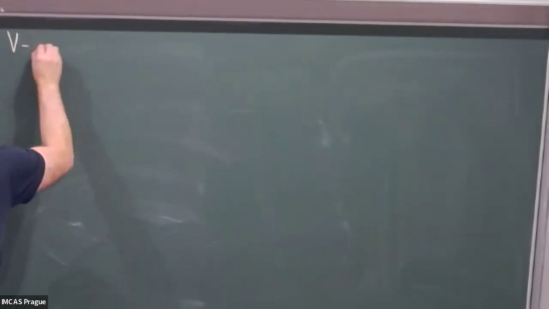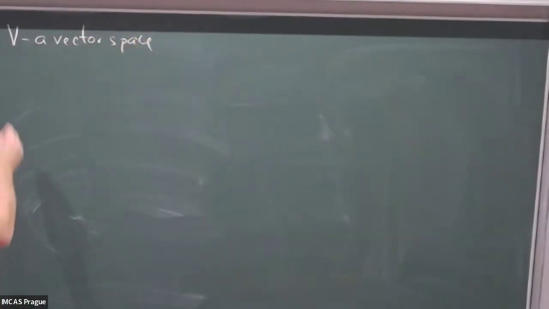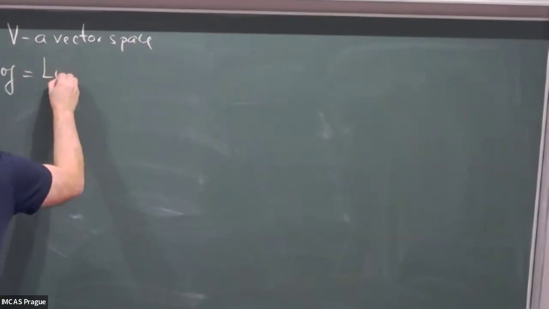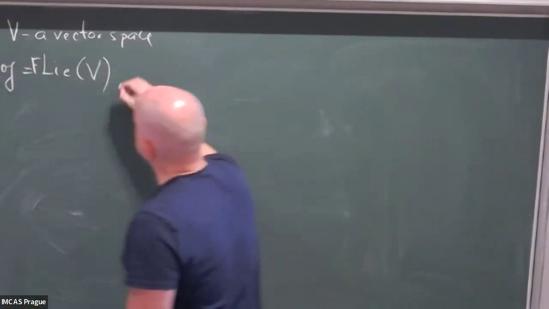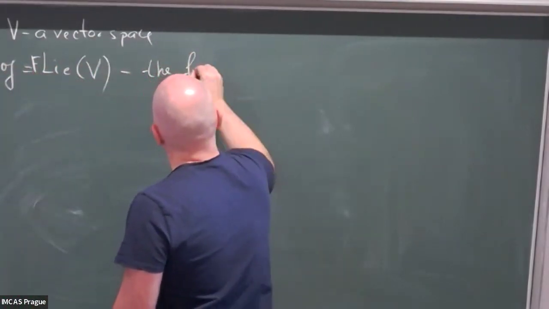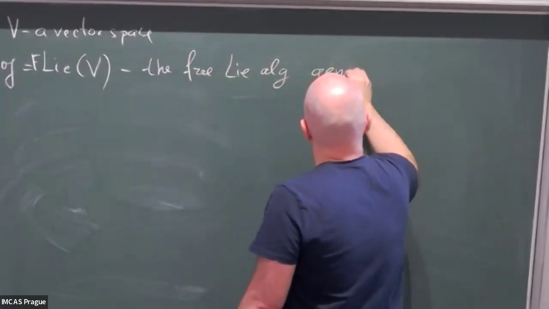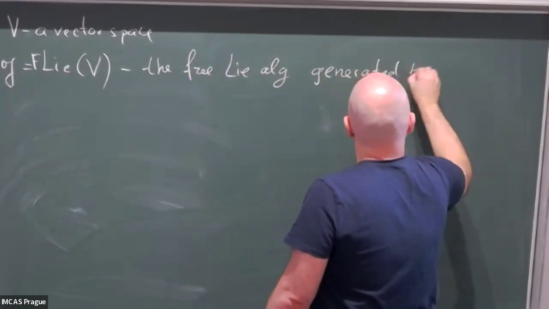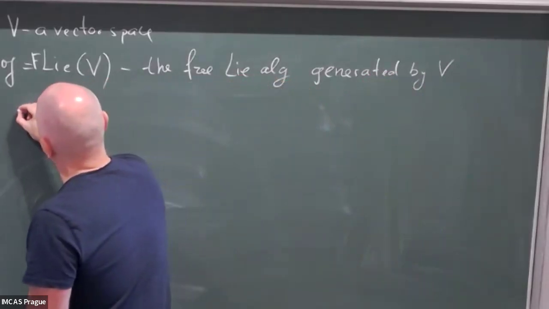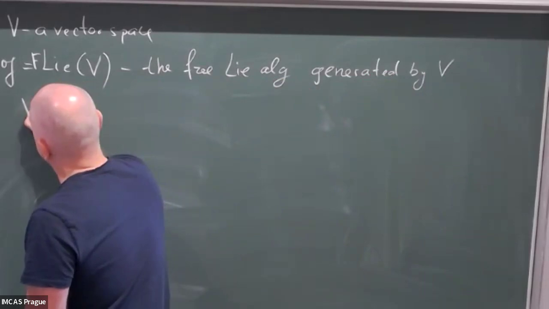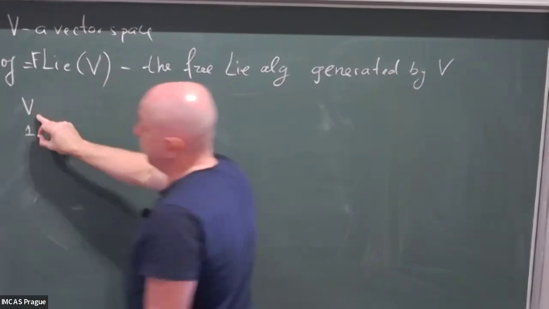Suppose V is a vector space. So let's take as G the free Lie algebra generated by V. Actually, it looks as follows. It's naturally n-graded. So in degree 1, we put V.